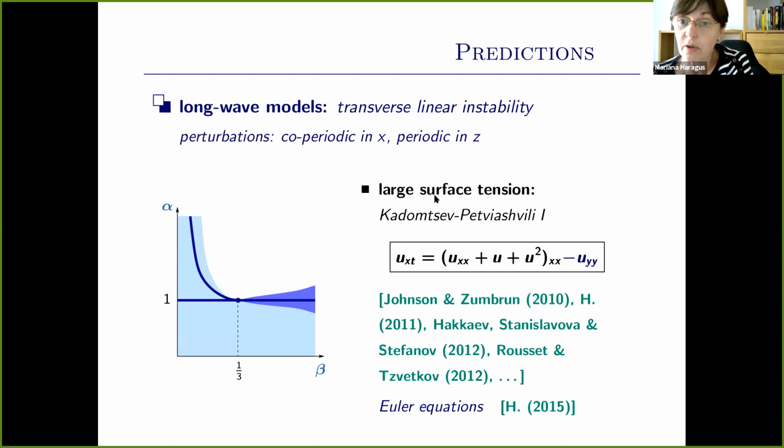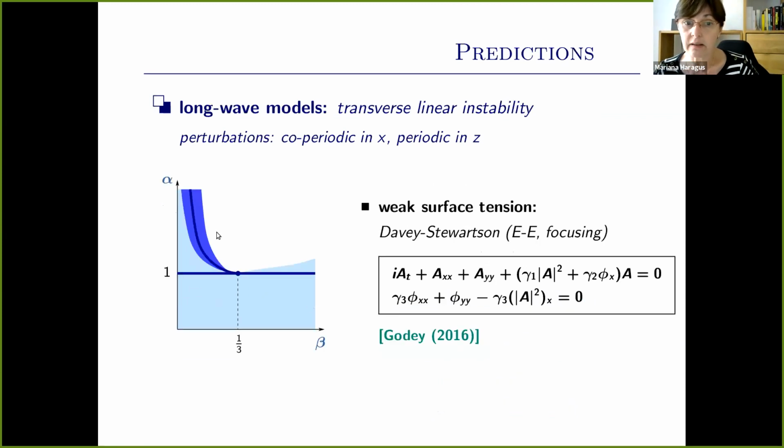So more precisely, perhaps the best understood region is the region here for parameter beta larger than 1/3, which corresponds actually to a regime of large surface tension. In this region, the model equation is the well-known KP1 equation, and there are several results on transverse instability of periodic waves, also spectral instability, linear instability, nonlinear instability for such perturbations. And there is also a result which is not so recent anymore for the Euler equations when we consider the periodic waves here. Now, if we move to this region here, again, in this region, one model is an elliptic version of the focusing Davey-Stewartson equation.